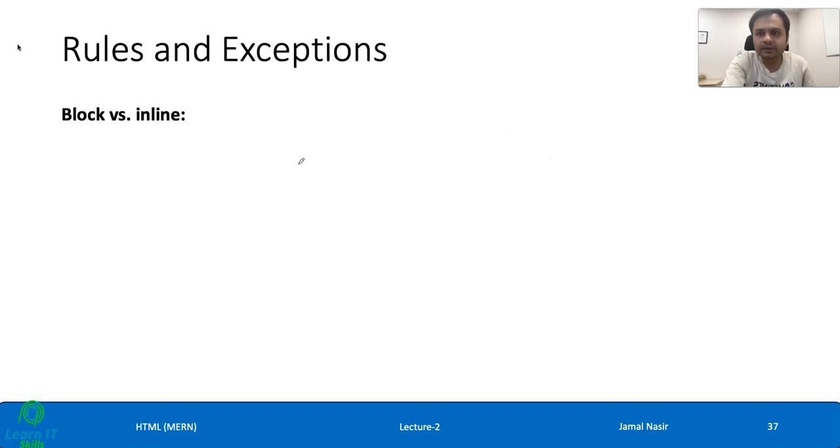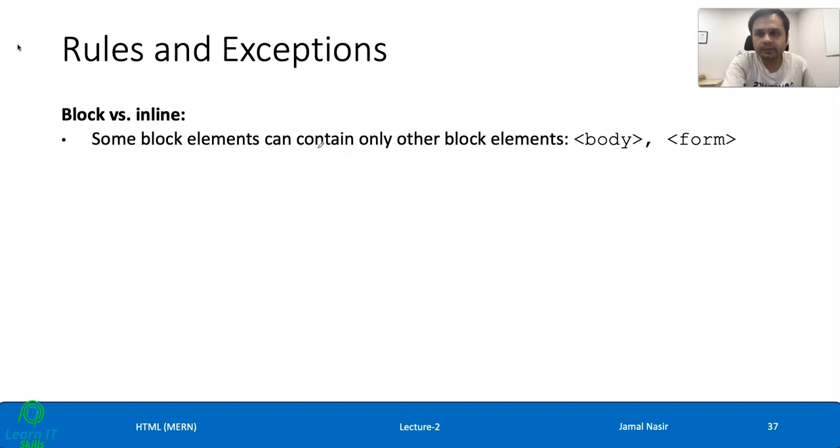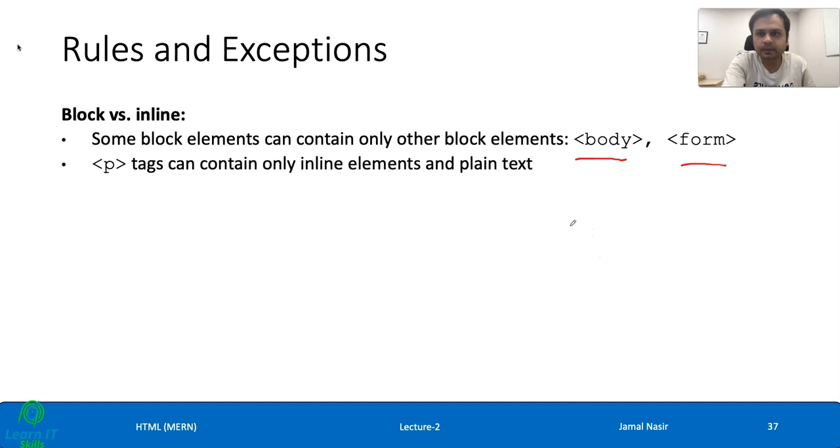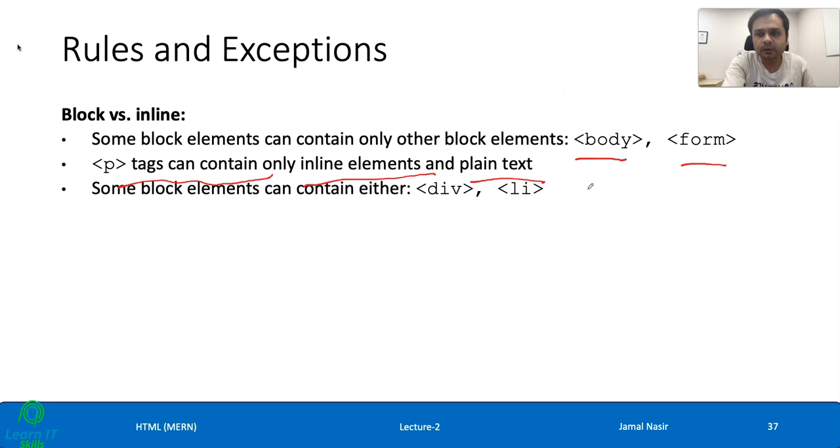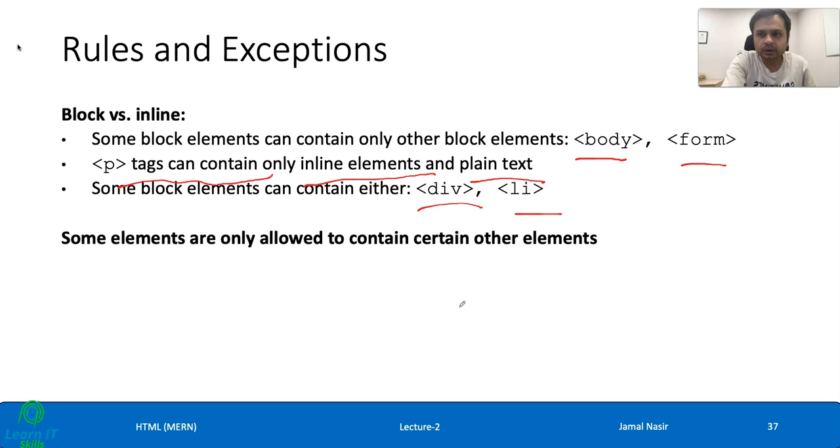There are some rules and exceptions when using block and inline. Some block elements can contain only other block elements, like body and form. In body, we can add many other block elements. Paragraph tags can contain only inline elements and plain text, so we cannot add other block elements in a paragraph as content. Some block elements can contain either div or li. Some elements are only allowed to contain certain other elements.